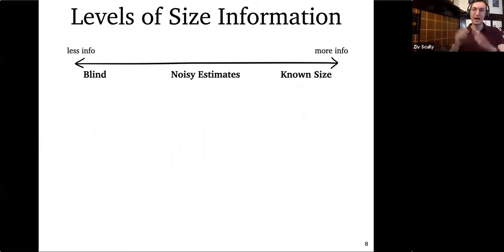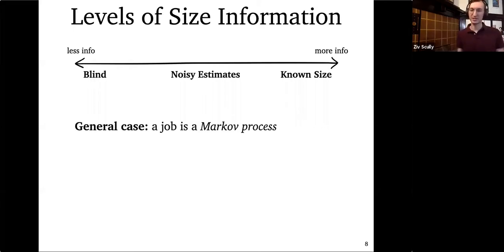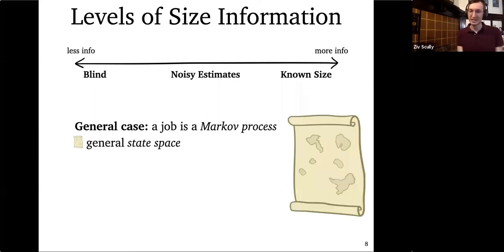So to capture this wide range of cases of different types of information, we're going to model jobs as Markov processes. So if you're familiar with Markov chains, Markov processes are an even more general thing. If you're not familiar with either, I'm going to describe them to you now. A Markov process has a state space describing the different states that a job can be in.